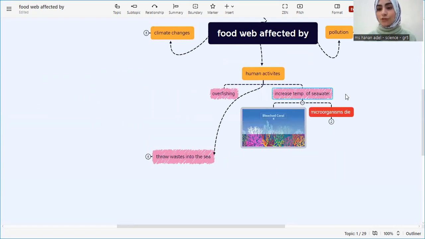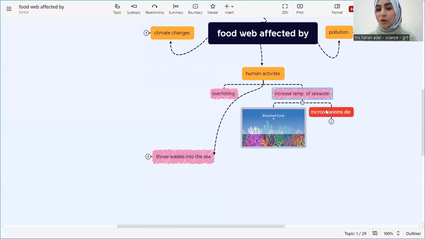Increasing the temperature of seawater. If I increase the temperature of seawater, 2 things can happen. The first one is coral bleaching. It means that the coral here will get rid of the algae inside its tissue, and it will turn completely white, like this, the top part of this picture here, and it may die at the end if the algae do not return back. If the temperature does not return back, the coral here will die. This is what we call coral bleaching.